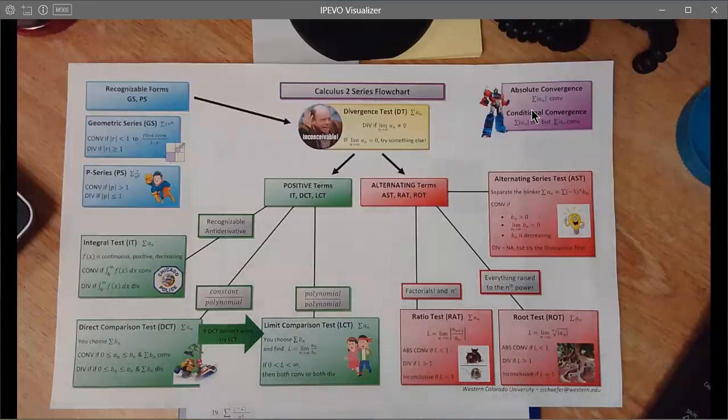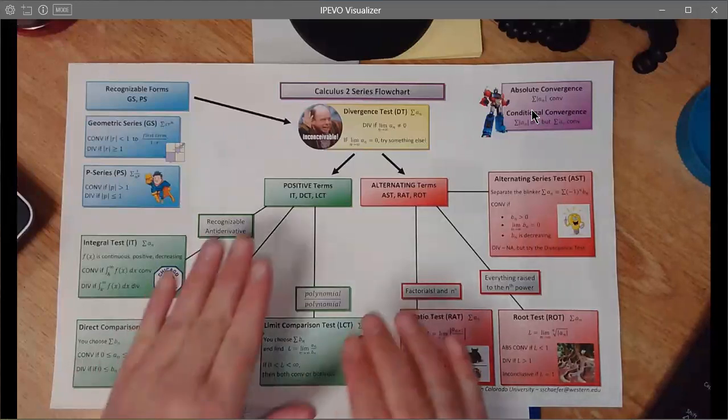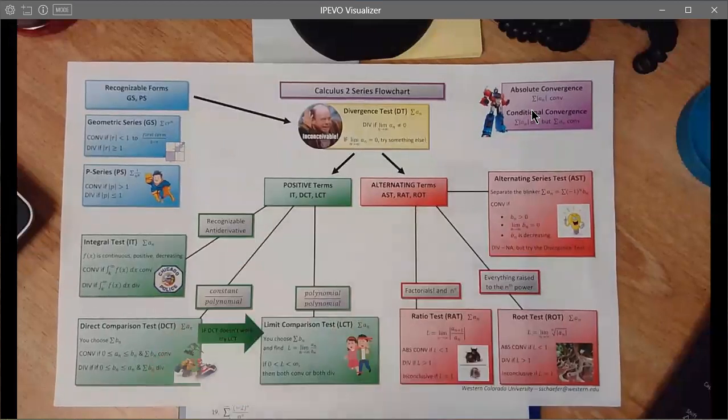If the limit is 0, then you need to look and see if you have positive terms or alternating terms. So for positive terms, we have the integral test, which is great if you see a recognizable antiderivative or a u-sub. The direct comparison test is good if you have a constant over a polynomial. Or if that fails, the limit comparison test is your next go-to. Or if your series looks like a polynomial over a polynomial, limit comparison test is a good choice.